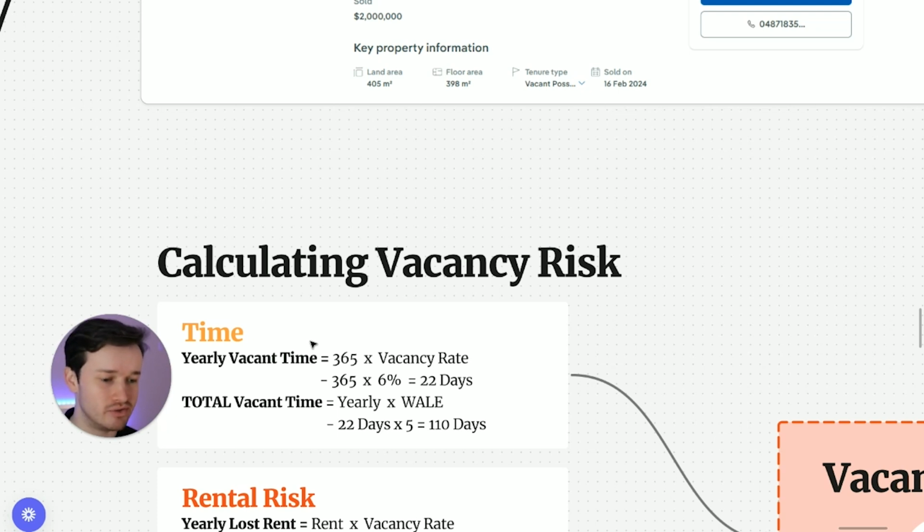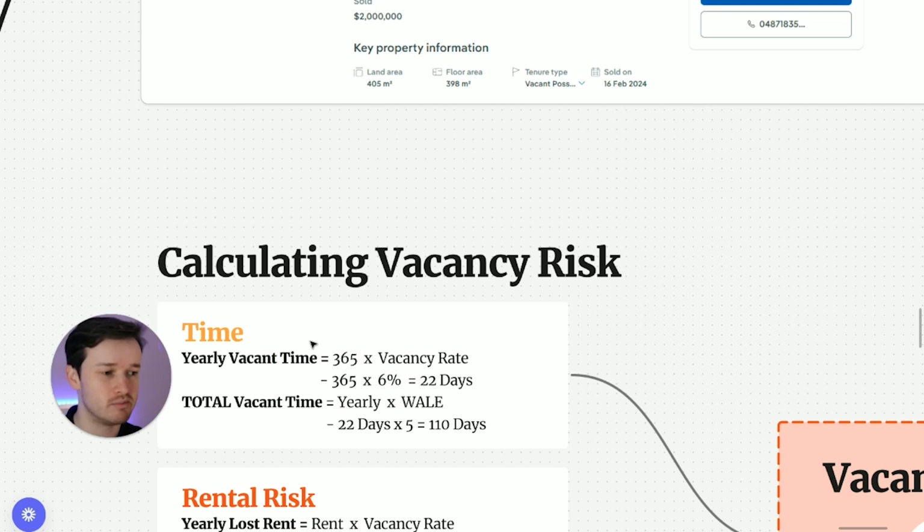Now, because the property is on a 5-year lease, we're going to average that out over 5 years. So the 22 days a year times 5 years means after the 5-year lease is complete with your tenant, you're going to expect it to be vacant for 110 days.